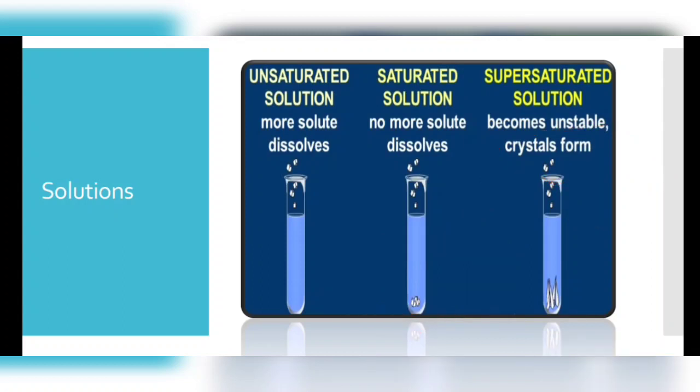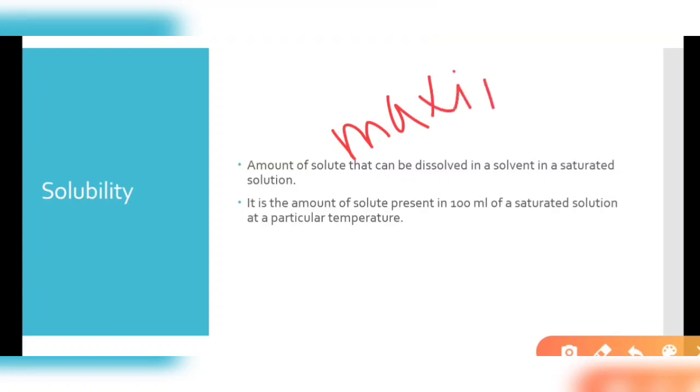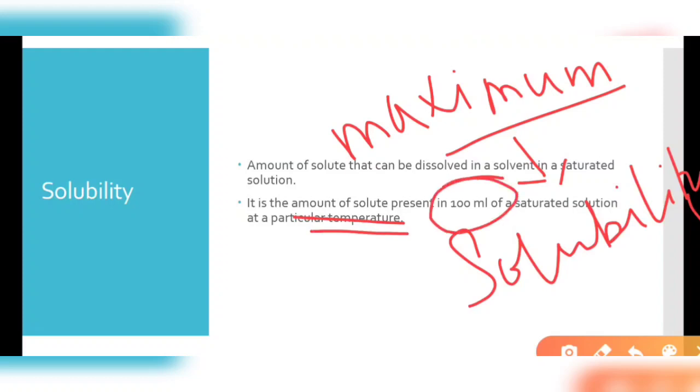These are the different kinds of solutions we know about so far. Next, I have told you that there is some amount of solute that can be dissolved in a particular solvent, right? The maximum amount of solute that can dissolve in the solvent or in a saturated solution is known as its solubility. In numbers, this is the amount of solute present in 100 ml of the saturated solution or 100 ml of the solvent, at a particular temperature.